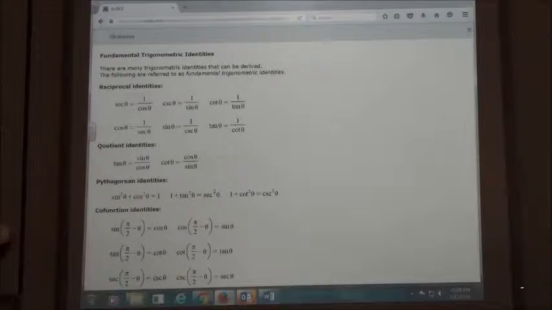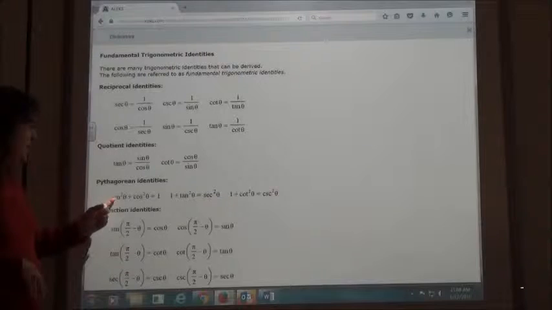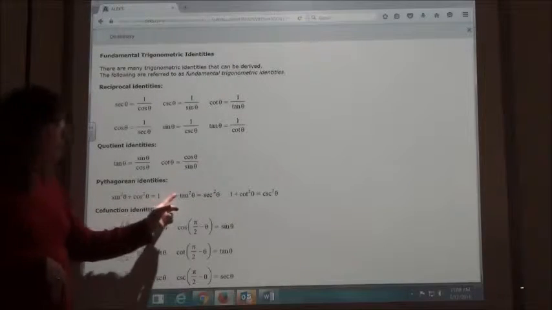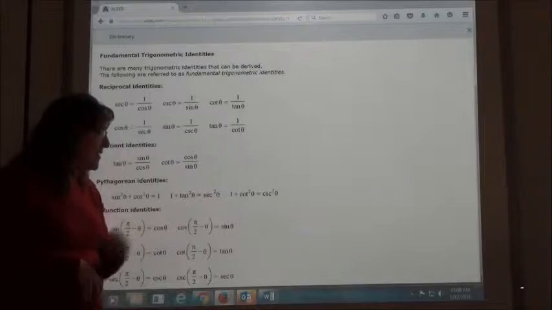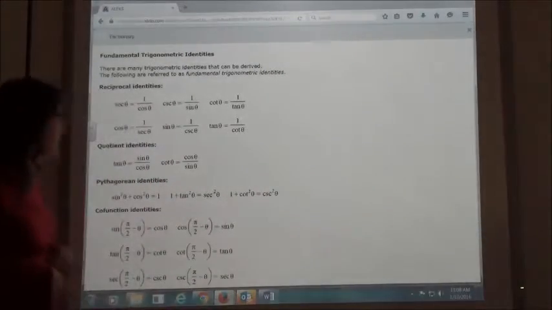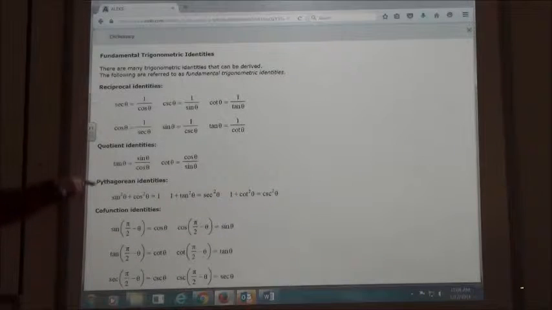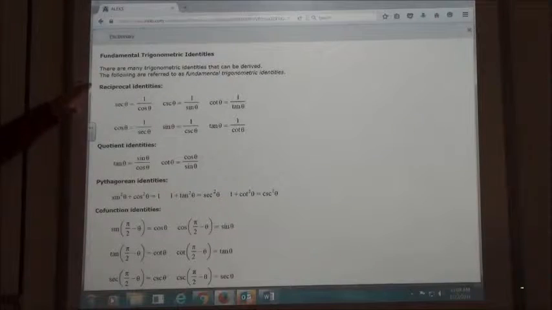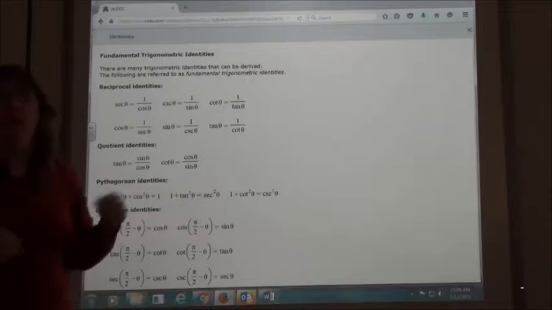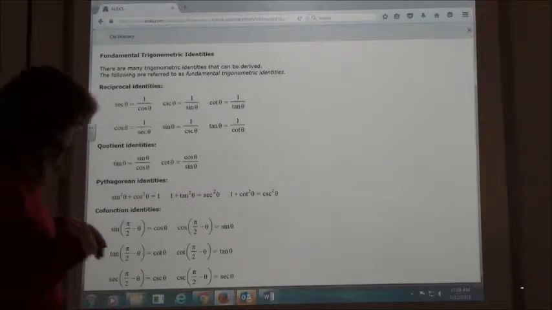Pythagorean identities come from the Pythagorean theorem, a squared plus b squared equals c squared, and someone figured out sine squared plus cosine squared equals 1. 1 plus the tangent squared equals the secant squared, and 1 plus the cotangent squared equals the cosecant squared. So they're just going to add that in. In addition to the reciprocal identity, the quotient identity, and the Pythagorean identities, sometimes you just basically use algebra and you put that in for your rule.